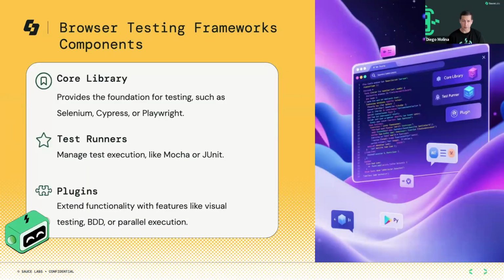So let's talk about browsers first. When we think about the core library for browsers, the examples of this are Selenium, for example. Selenium is what has the implementation of the library that enables you to talk to browsers. Same thing with Cypress, same thing with Playwright. Under the hood, they use libraries that enable you to talk to the browser. The test runner, same thing that we were talking about a moment ago. Cypress and Playwright have that embedded in them.